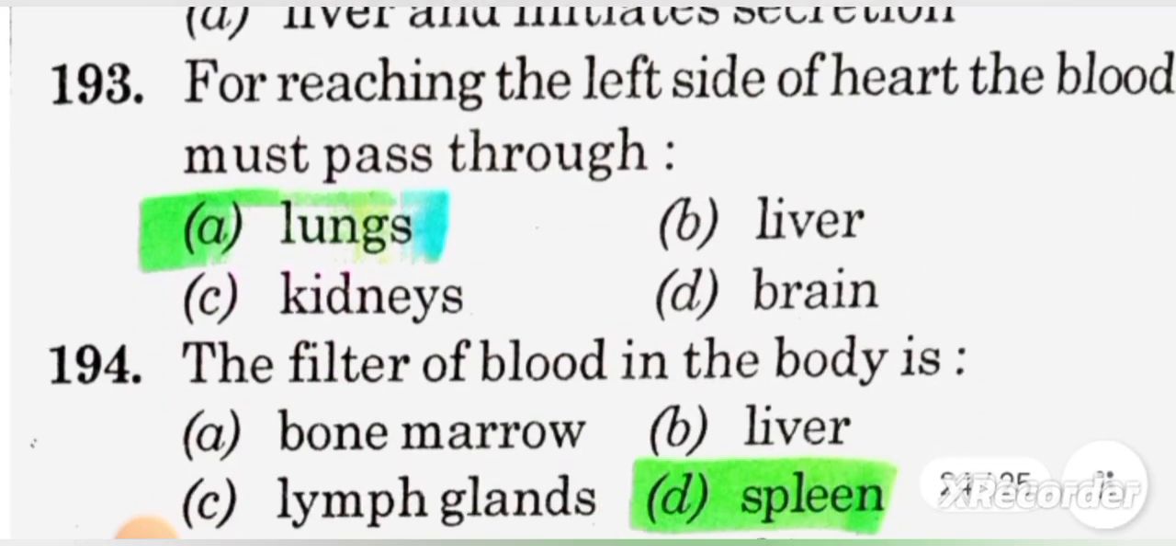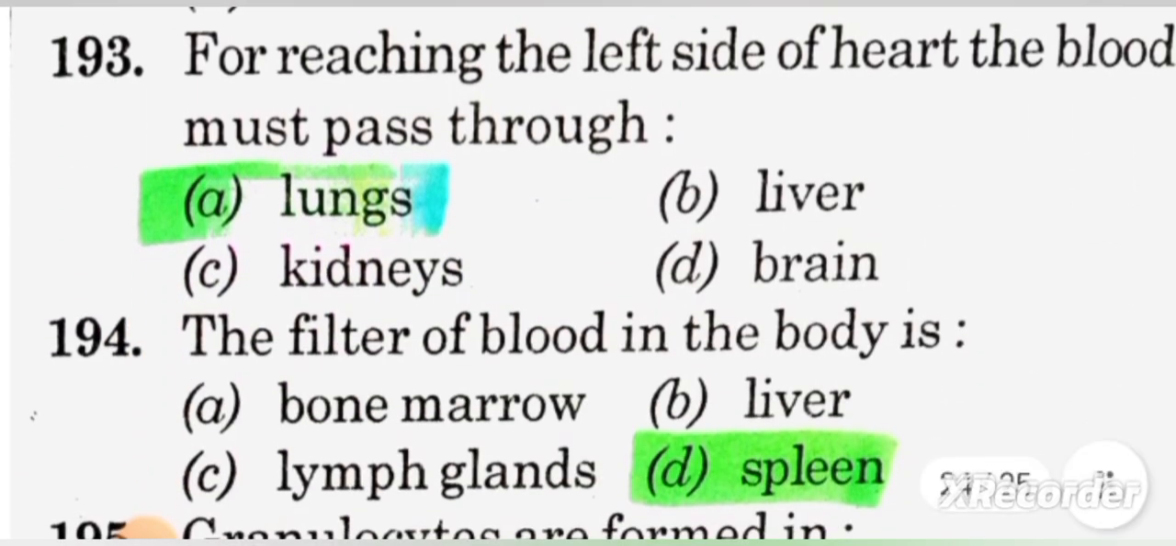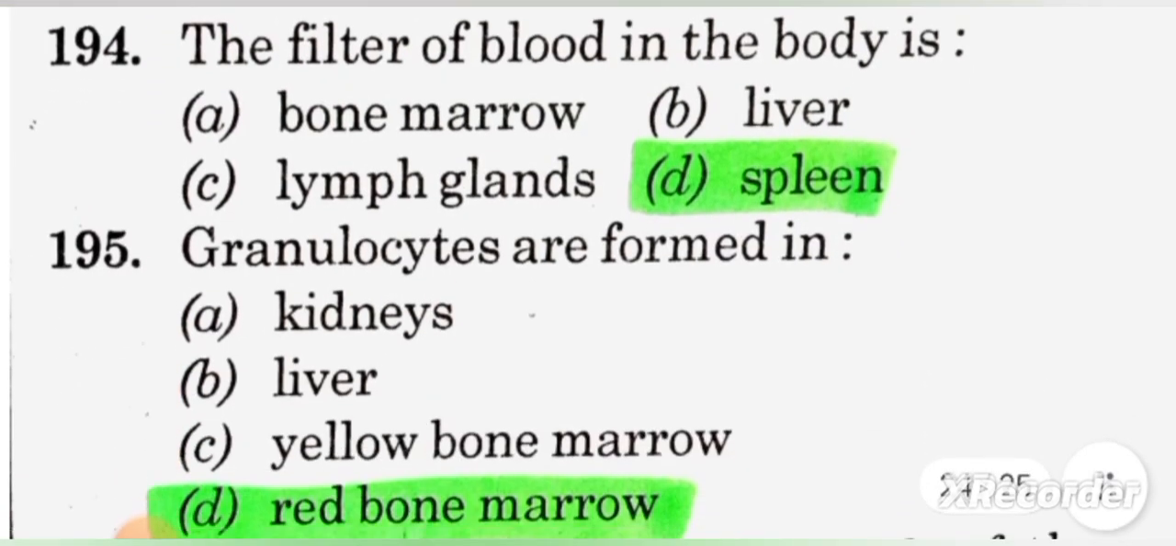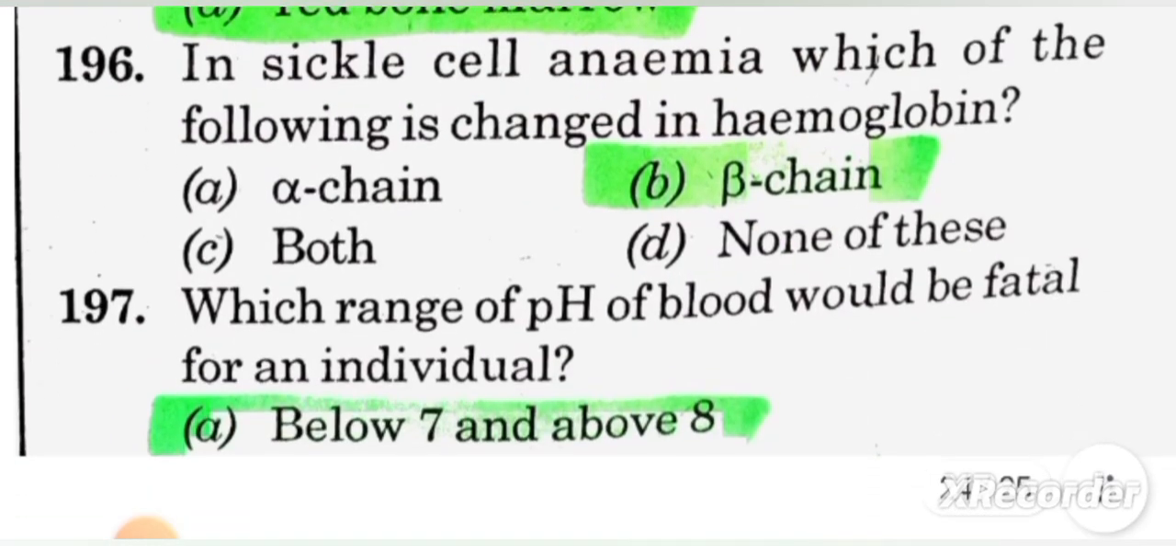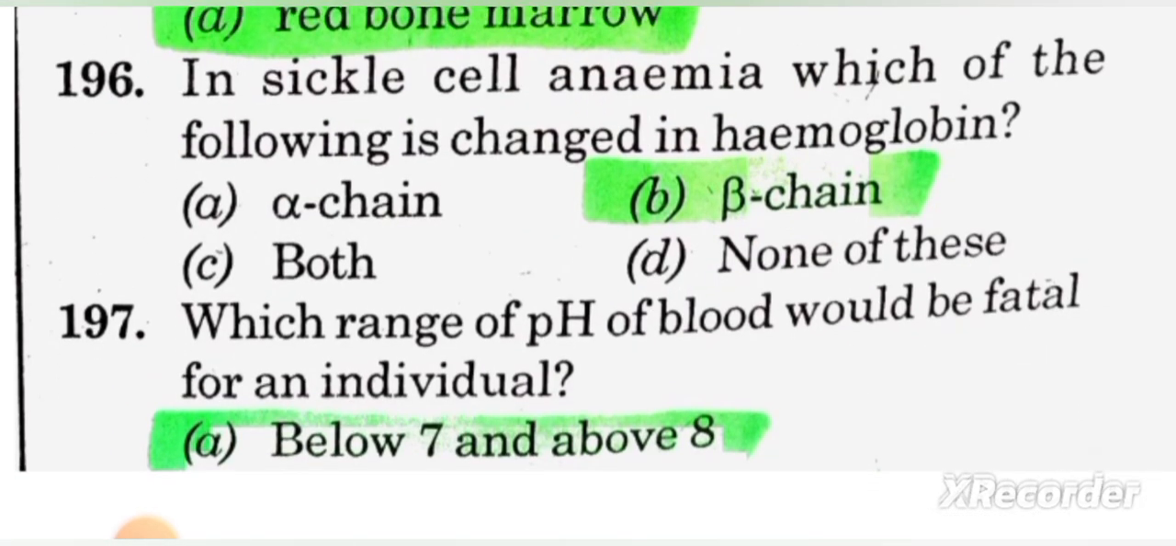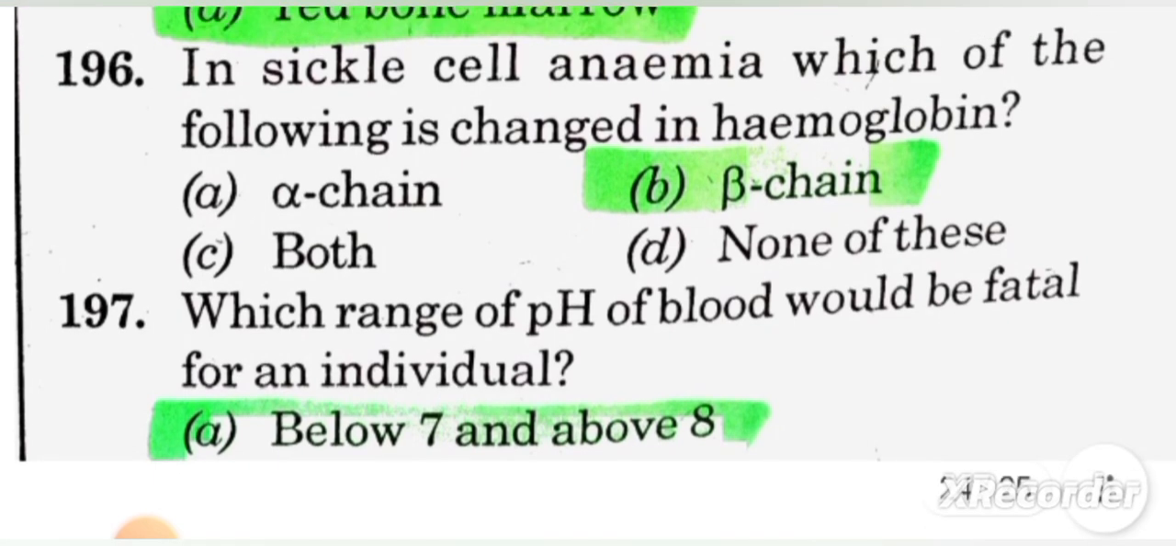Next, 193. For reaching the left side of heart, the blood must pass through. Answer A. Lungs. Next, 194. The filter of blood in the body is. Answer D. Spleen. 195. Granulocytes are formed in. Answer D. Red bone marrow. Next, 196. In sickle cell anemia, which of the following is changed in hemoglobin? Answer B. Beta chain.